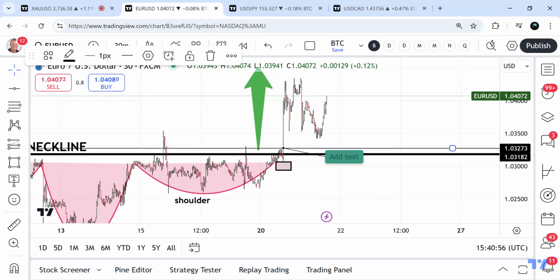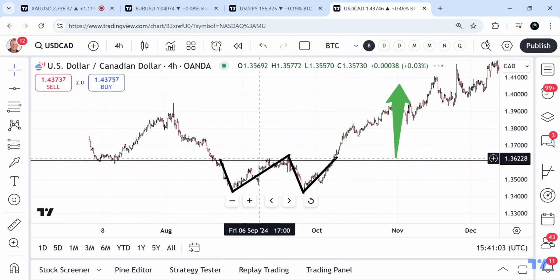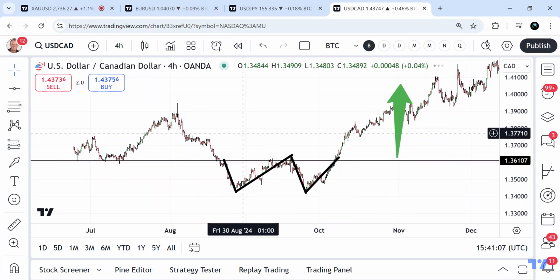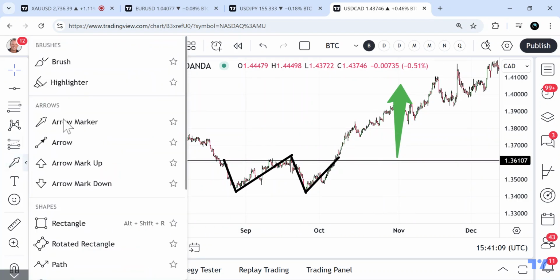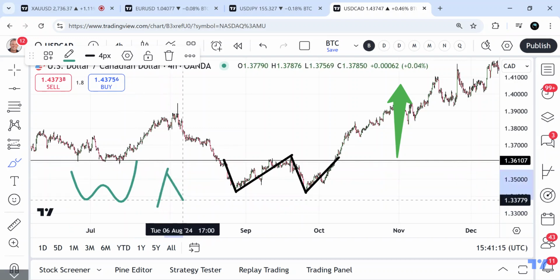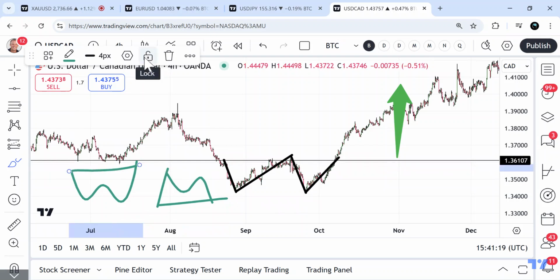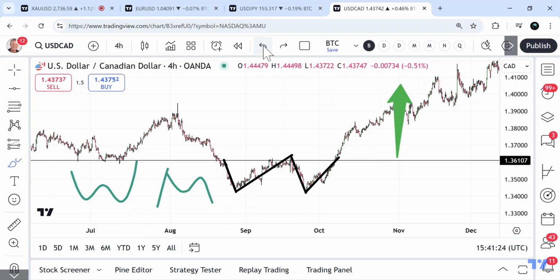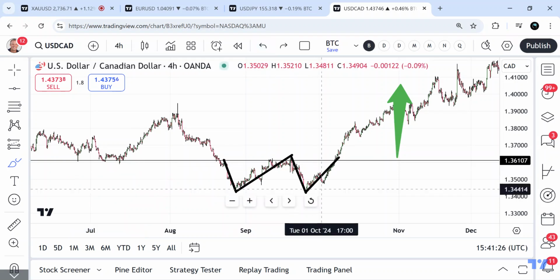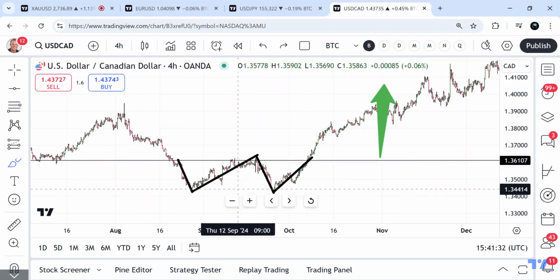Now let's jump over to our double bottoms and double tops. We're going to use USD CAD for a double bottom. And what we're noticing here is that a double bottom, all it really is, is a W or an M. And once it breaks the M pattern or the W pattern, the consensus is on the W, we will be driving up. On an M, we will be driving down. Now, we spotted a wonderful, easy to spot W pattern or double bottom.